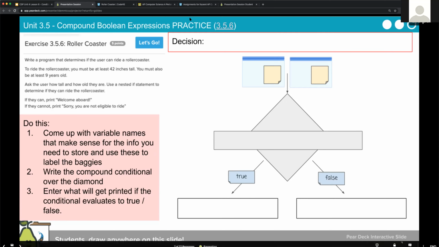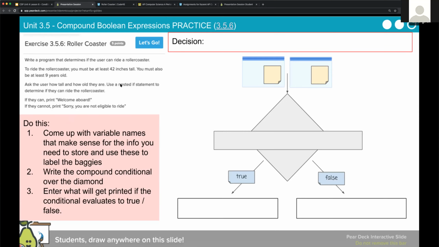And I just noticed they said nested if, but I want you to use a compound Boolean expression. I don't want you to do a nested if. I want you to do a compound.